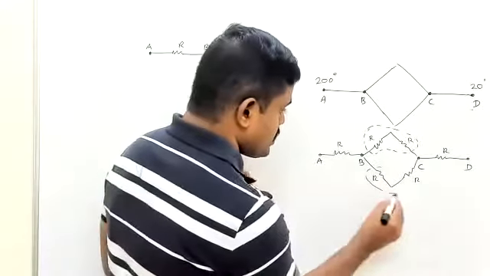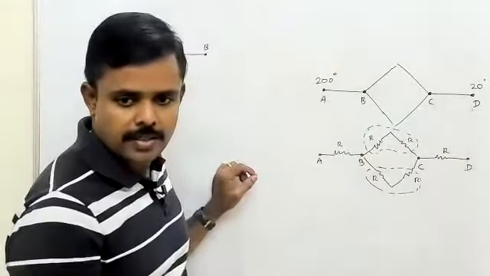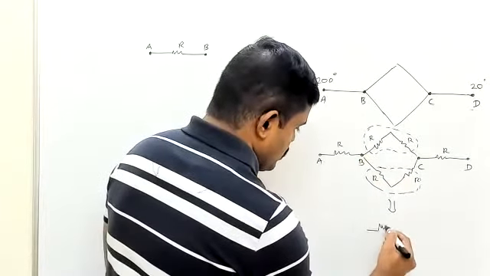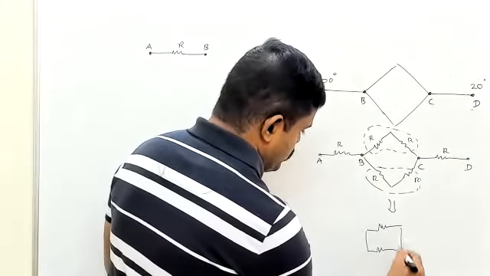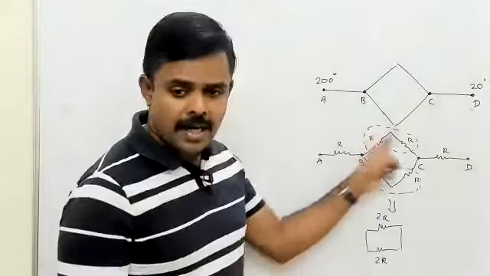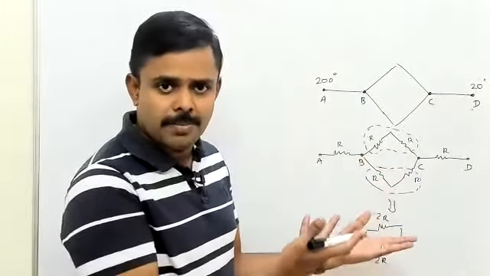Similarly, these are in series combination. R plus R, 2R. And these two, tell me, 2R parallel 2R. This is 2R, this is 2R, right? Look at this. This R and R are in series. No, Wheatstone's principle is not to be applied. It is simpler than that.